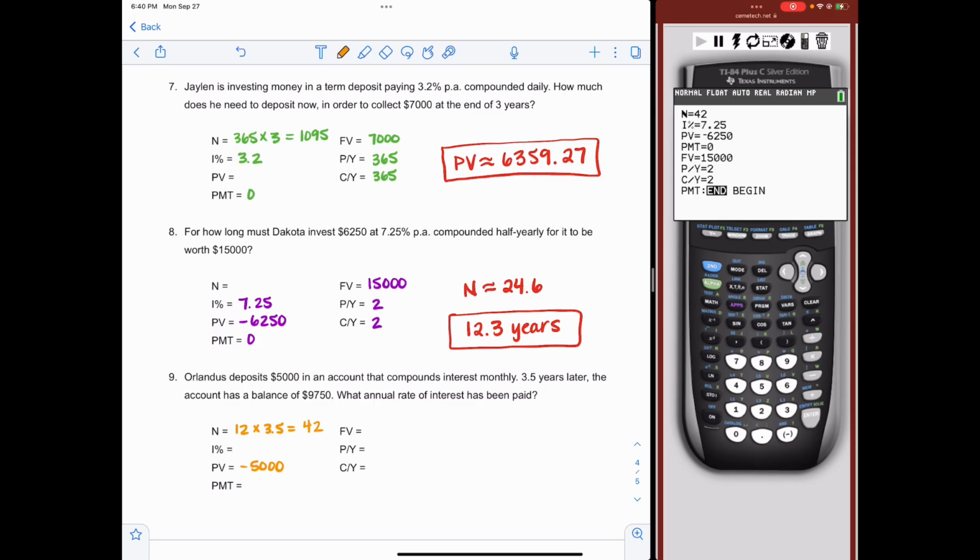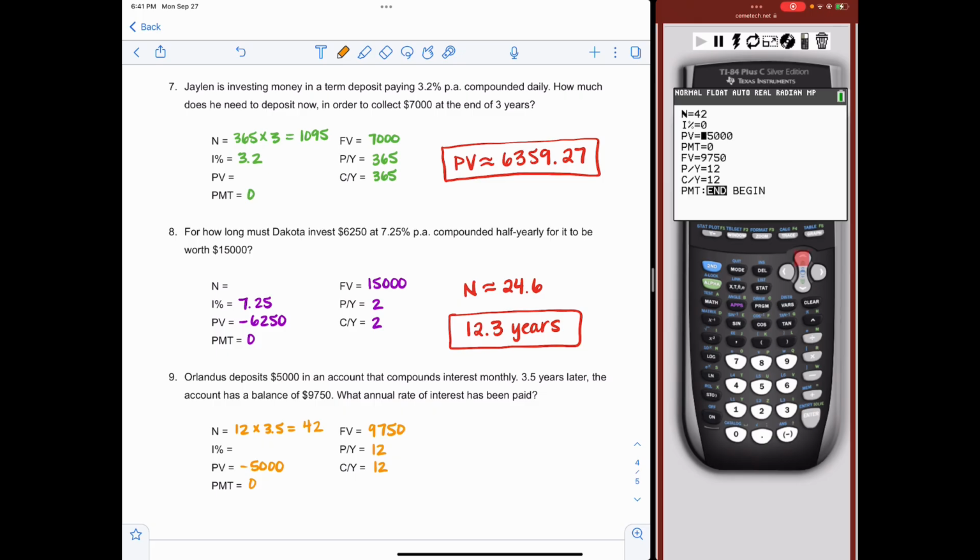And the interest rate, we do not know what it is, so I'm going to leave it as 0 for right now. It says he's investing $5,000, so I'm putting negative 5,000 per PV. We're not making any payments. The future value of the account, he wants it to be $9,750. And we know that it is compounded monthly, so that means 12 times a year, which is the number of compounding periods per year.